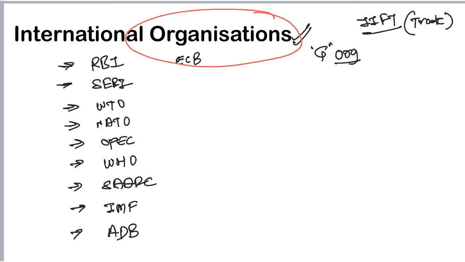Now this part of IIFT GK is called the static one. What do you mean by static one? Static means something which has been there since ages. So here you will have to learn about all these organizations. Again, you don't have to learn everything. I'm going to write down a couple of points for you which are going to be the most important.